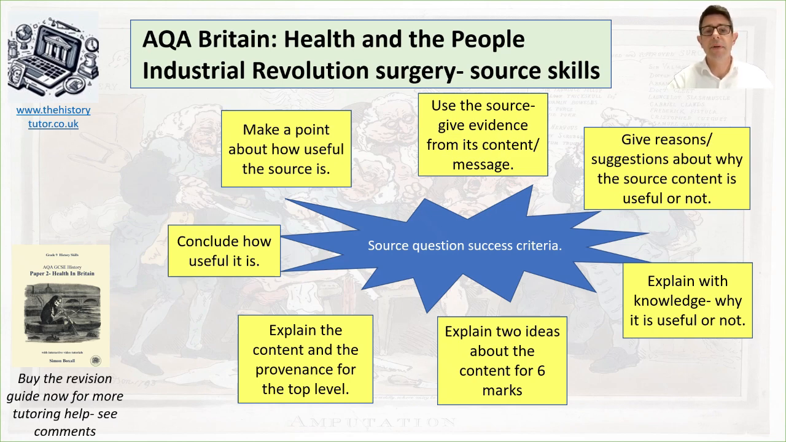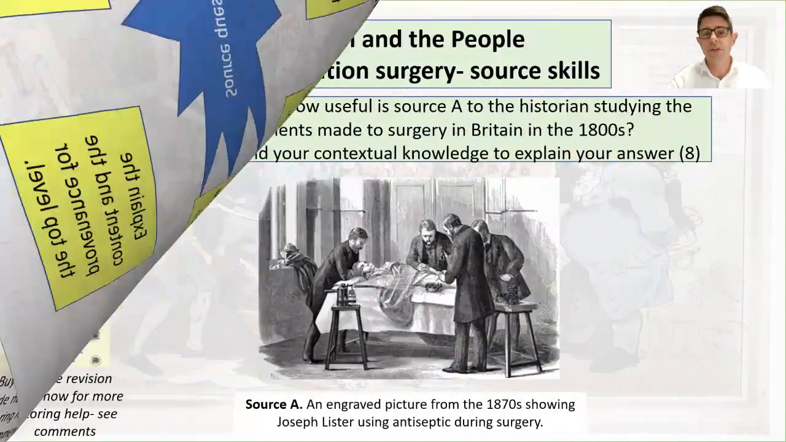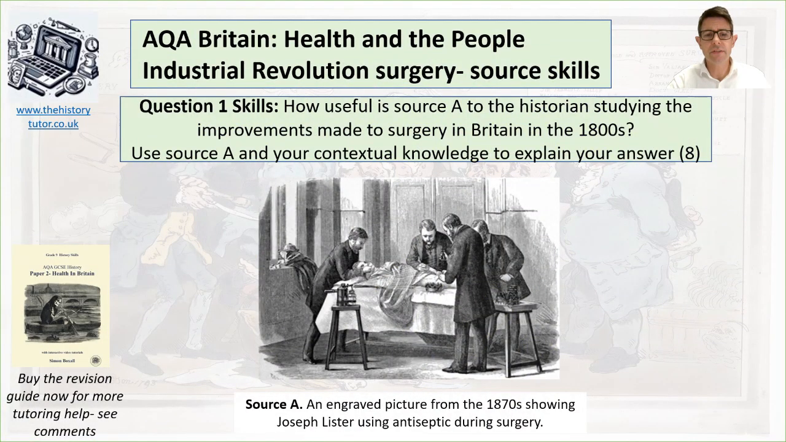So let's do a little bit of planning now, shall we? So in your booklet, you've got the source there. So I'd like you to annotate around the source what you see in the source that you think is useful, just in terms of the content at the moment, and then what knowledge you might use to back up your idea. What do you know about Lister and surgery? So pause it now and give it a go.